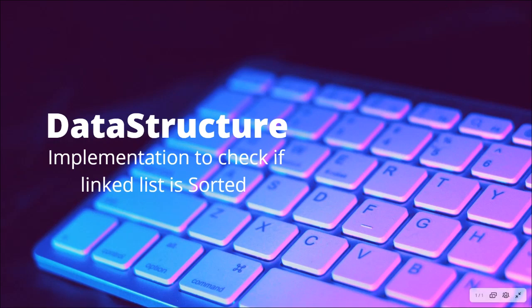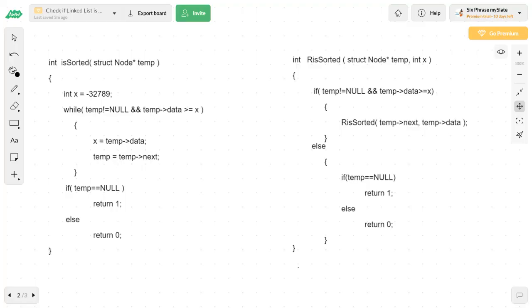Welcome students. In this video, we will be discussing the implementation to check if a linked list is sorted. Already the iterative as well as the recursive approach has been discussed. In this video, we will do the implementation for both iterative as well as recursive approach. Okay, so this is the code for iterative as well as recursive thing that we have done already.